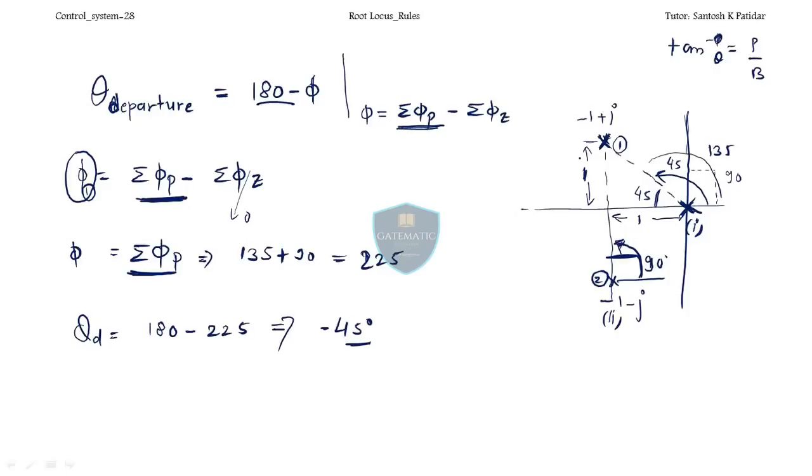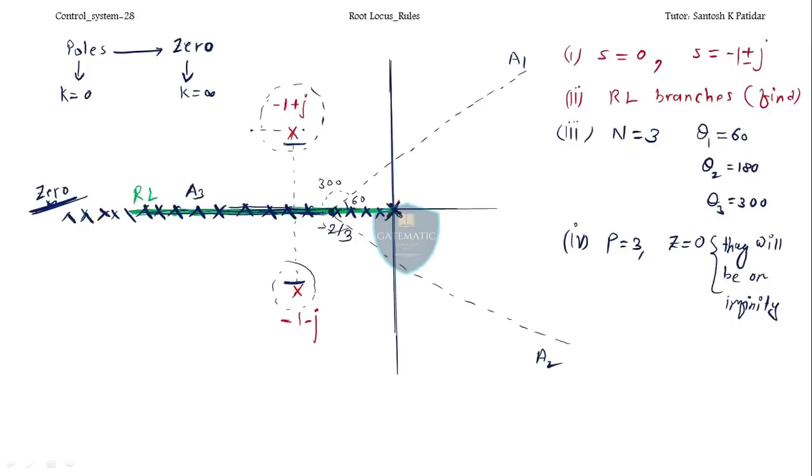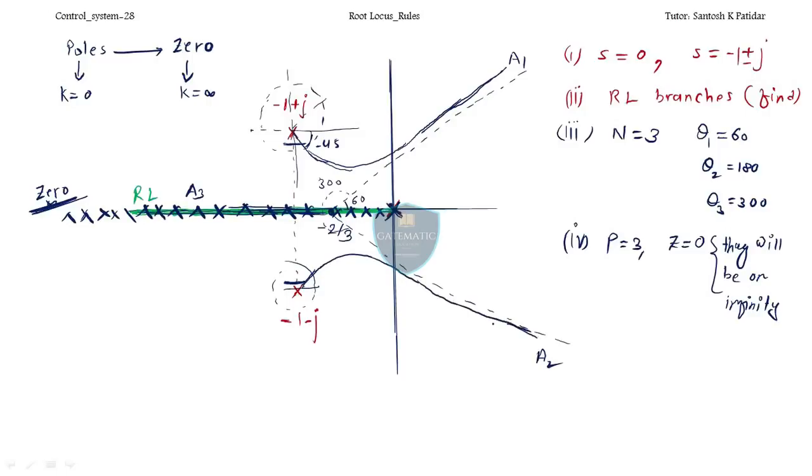Okay, so I know my angle of departure is minus 45. Angle of departure means the angle by which this pole will depart. So where is the minus 45 degree? Over here it's plus 45, over here it's minus 45, isn't it? So your pole will depart to this. Now you have two poles. If this one is departing by minus 45, this one will depart by plus 45, definitely. So it will depart like this and it has to move along with this asymptote and go to infinity. Like this. So this is the root locus for the given system.